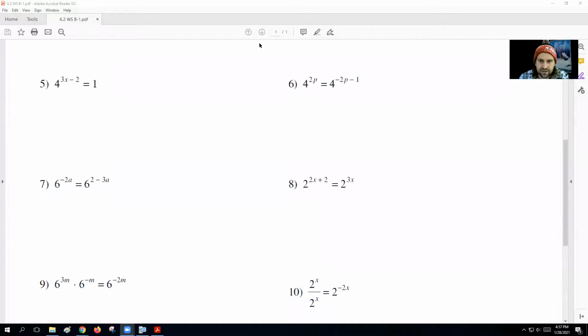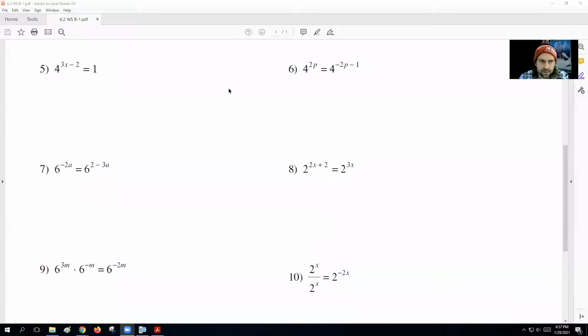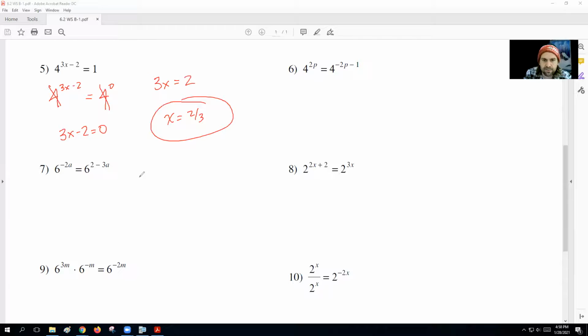All right, problem 5. Hey, this looks a little familiar. All right, let's go through and set this up. We got 4 to the 3x minus 2 power. Again, what can we take 1 and change that to? That's any number to the 0 power. So we can make it 4 to the 0. So we get 3x minus 2 is equal to 0, and we just got to solve that. Add 2 over. We get 3x is equal to 2. Divide by 3. 2 does not divide by 3. Hey, that was just like problem 1.